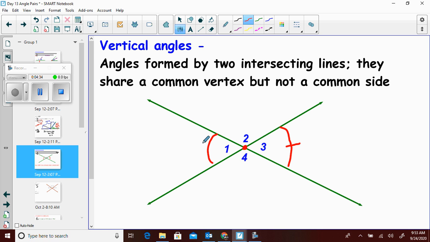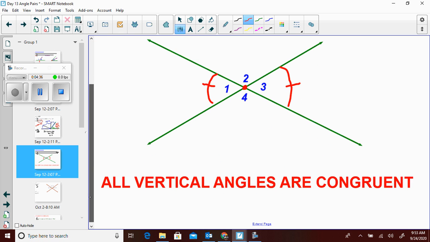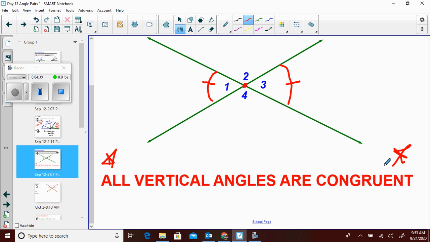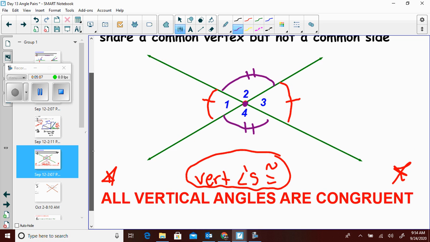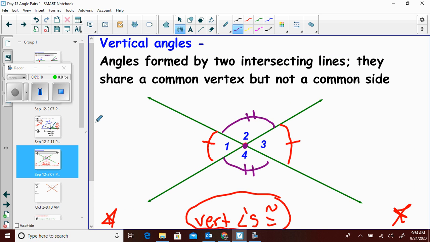Now, these are congruent because all vertical angles are congruent. All vertical angles are congruent. And this is our shorthand, vertical angles are congruent. Okay. The other pair of vertical angles here, 2 and 4. They share a vertex, but do not share a common side. Some people like to think of them as opposite angles. If that helps you, opposite angles, they are called vertical angles, and they are always congruent. Vertical angles are always congruent.